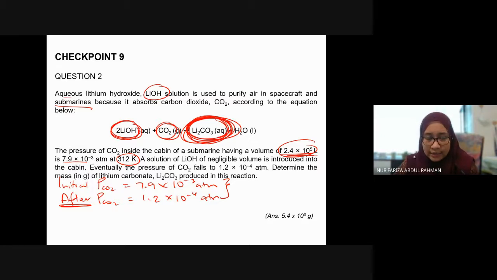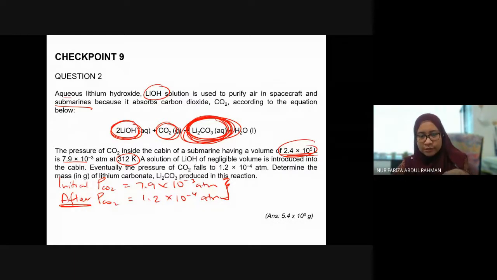carbonate. So to represent lithium carbonate, you have to take the difference between these pressures. You have to subtract this pressure first, because that difference in pressure will later represent the lithium carbonate. Don't get confused, I'm not saying that it is lithium carbonate. It means the carbon dioxide reduced because it has reacted with lithium hydroxide to form lithium carbonate.